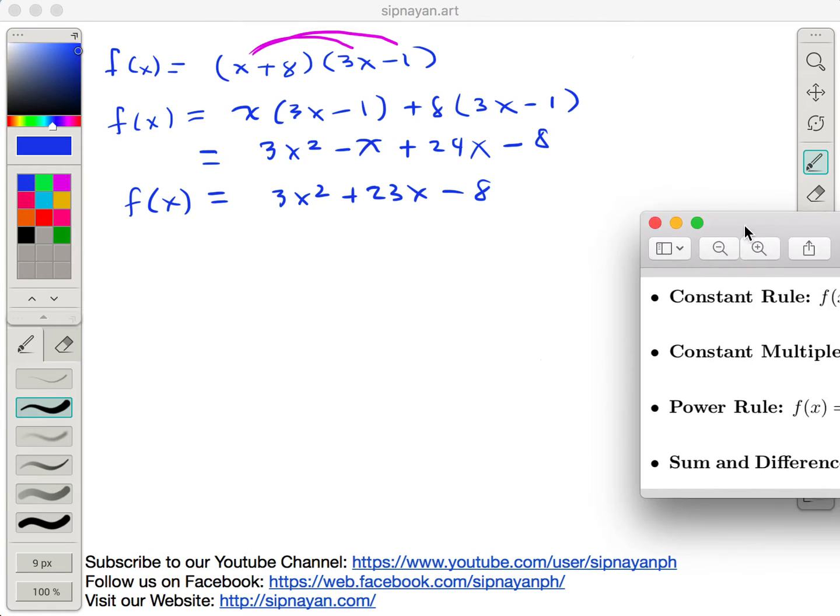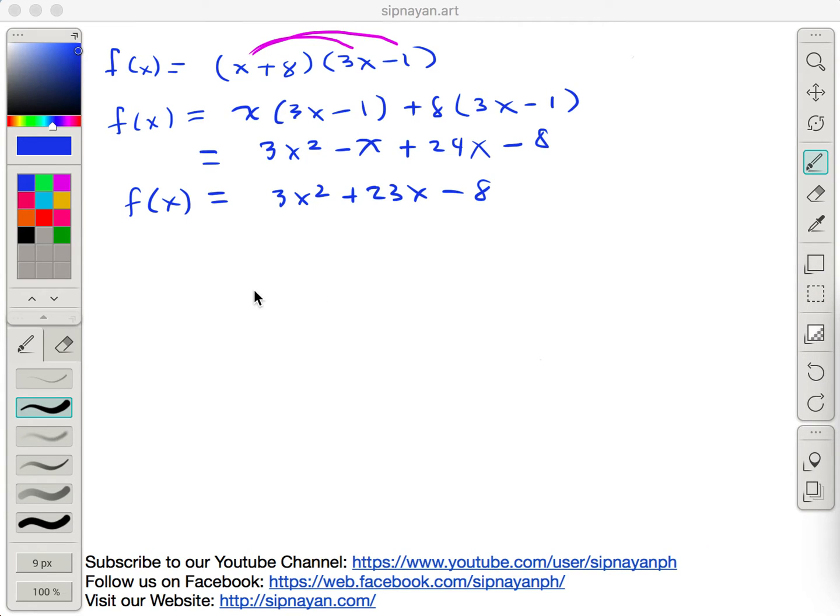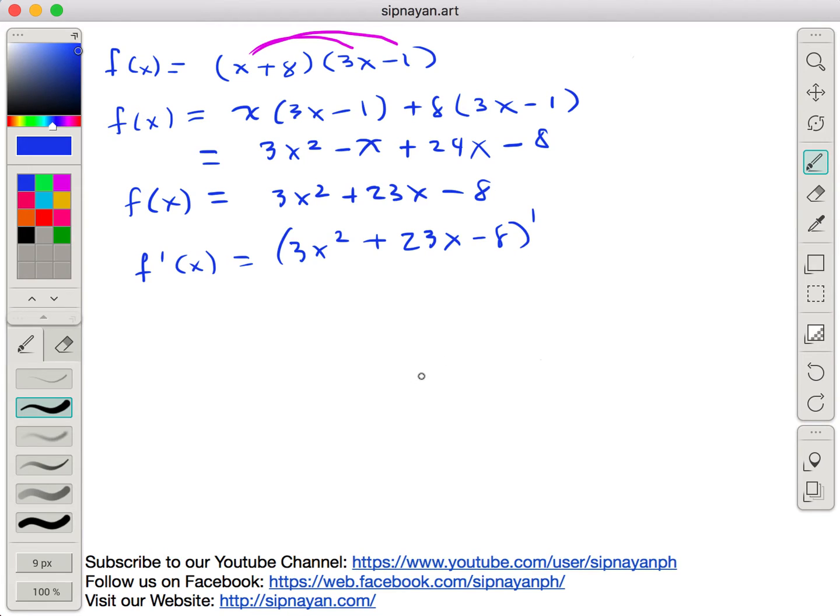Pwede na ba natin gamitin to? Yes, pwede na kasi mga plus na ito tsaka minus. So pwede na natin gamitin yung the sum and difference rule. Nasabi sa sum and difference rule, if I want to get the derivative of f of x, f prime of x for example, kukunin ko yung derivative ng entire expression, di ba? By Lagrange notation, ganyan siya.